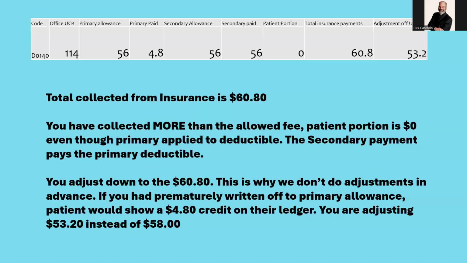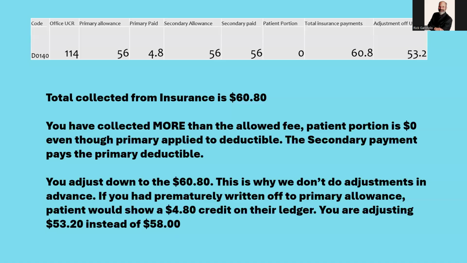But instead of adjusting from 114 down to 56 and doing a $58 adjustment, because it would have been a $58 adjustment, because the two insurance payments paid $60.80 together, I'm only doing a $53.20 adjustment. I'm making an extra $4.80 because this patient had a secondary.